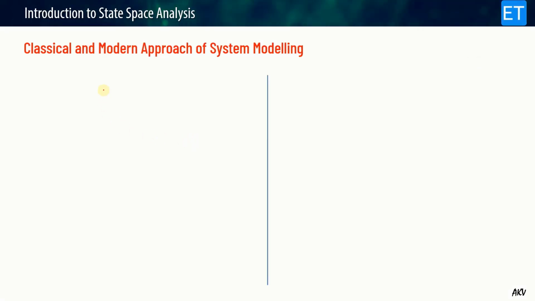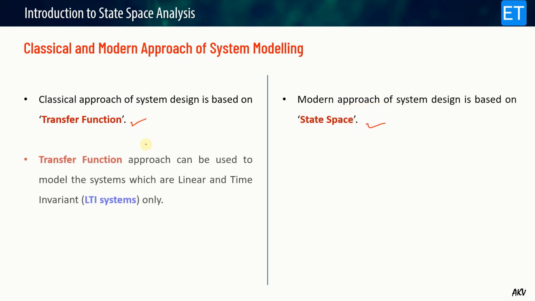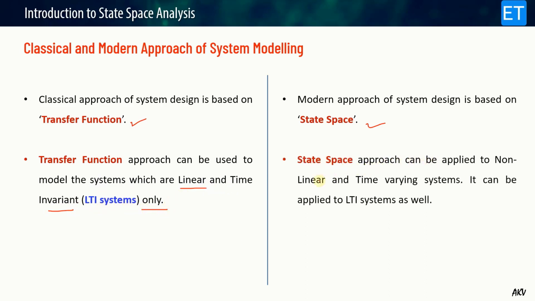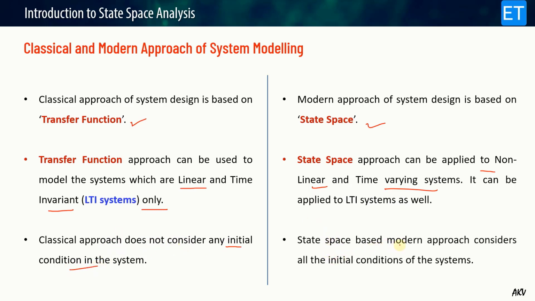So first I will compare the classical and the modern approach of the system modeling. The classical approach of the system design is based on the transfer function, while the modern approach of system design is based on the state space. The transfer function approach can be used to model the systems which are linear and time invariant, I mean the LTI systems only, while the state space approach can be applied to non-linear, time varying systems, and it can be applied to LTI systems also. The classical approach doesn't consider any initial conditions in the system, while the state space based modern approach considers all the initial conditions of the systems.